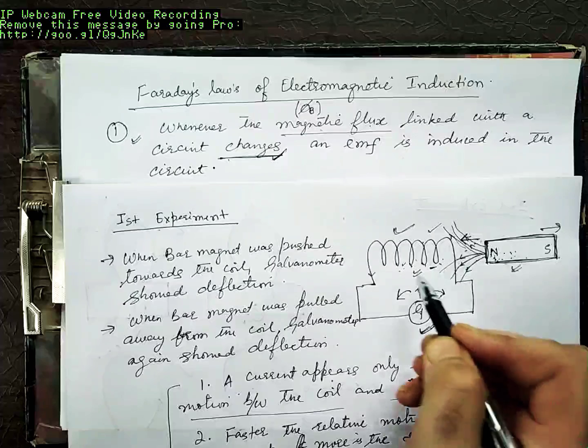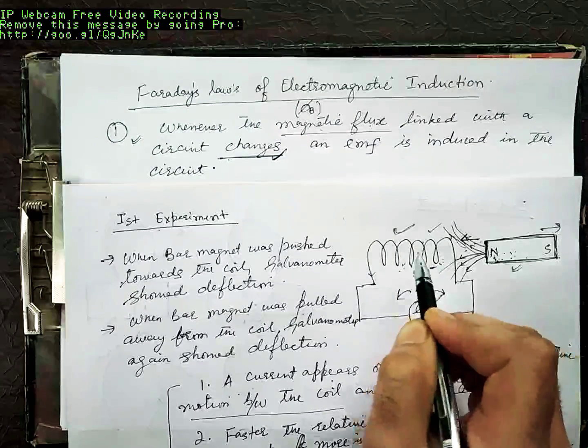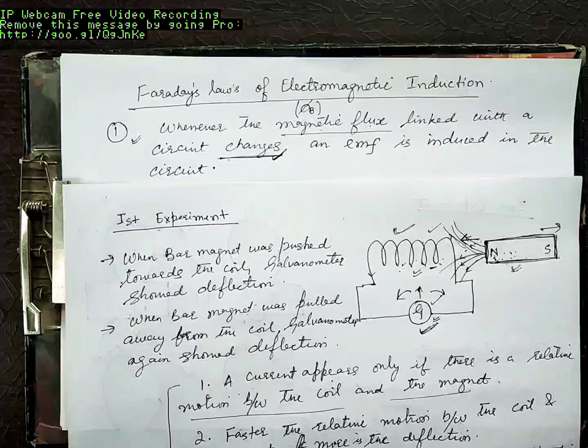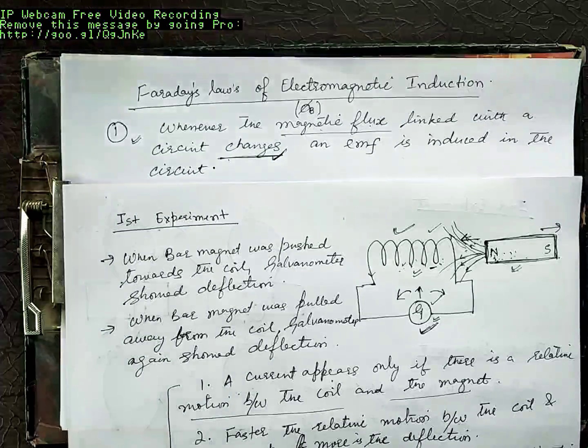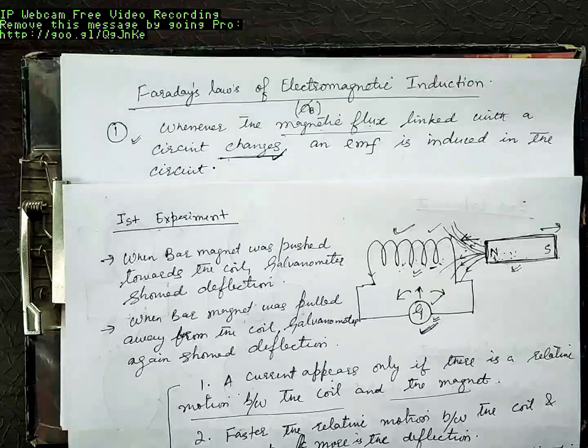When you are changing field lines or flux passing through this coil, an EMF E will be induced in this coil, which will produce a current in the coil. That current will be detected by the galvanometer. This is how we explained the first experiment based on Faraday's law of electromagnetic induction. Now let's come to the second experiment.